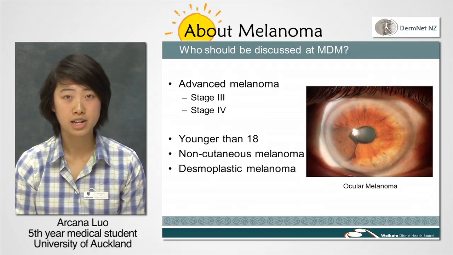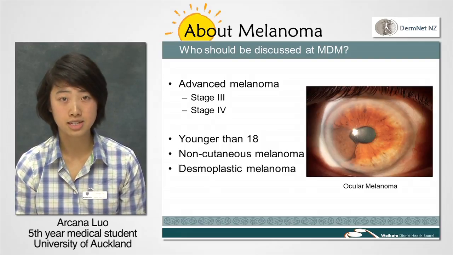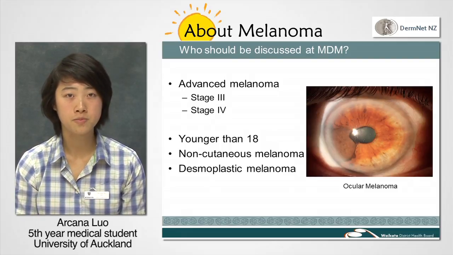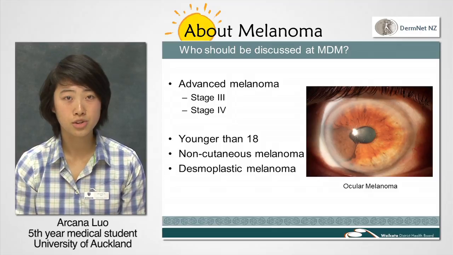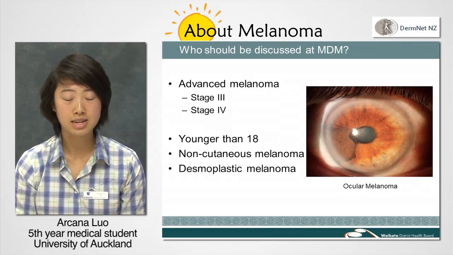Patients with unusual melanoma include children younger than 18 years old. Melanoma which first forms inside the body, not on the skin, is also uncommon. These are called non-cutaneous melanomas and include ocular melanoma, which is melanoma in the eye. Desmoplastic melanoma is another rare type of melanoma discussed at MDM, as it might need unusual treatment.